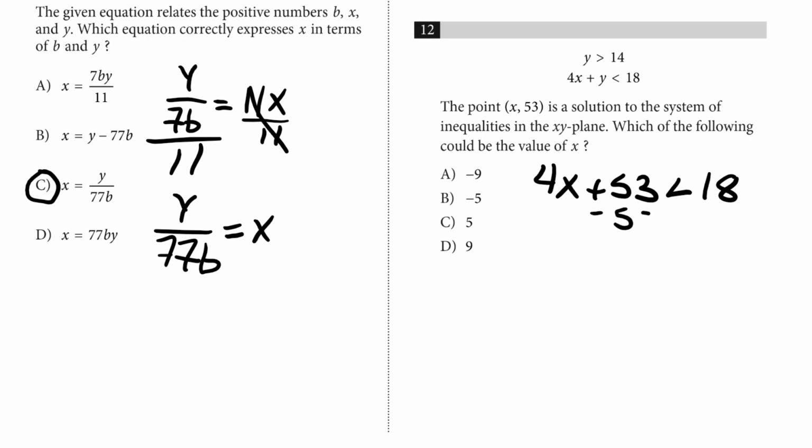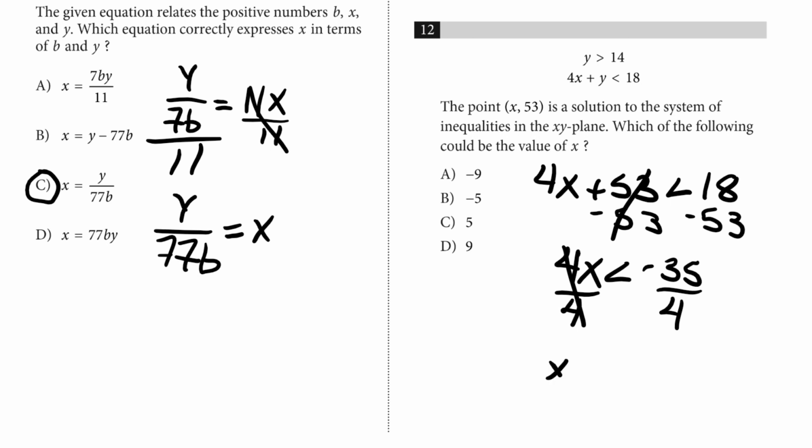First, we need to subtract 53 on each side. That will give us 4x is less than 18 minus 53, which is negative 35. And then we're going to divide each side by 4. This will give us x is less than negative 8.75. So the only value from these answer choices where x is less than negative 8.75 is A.